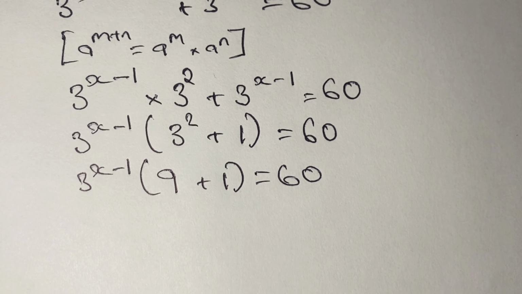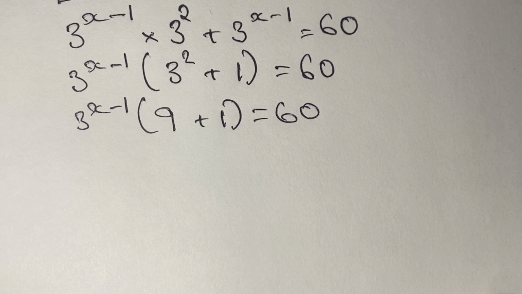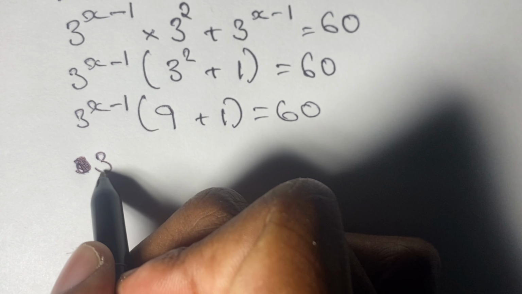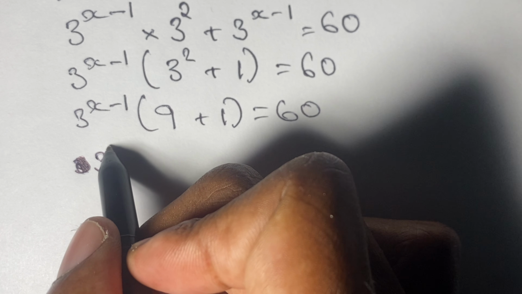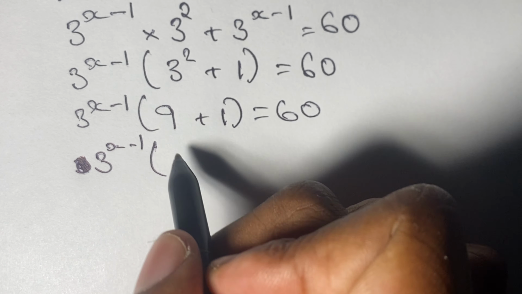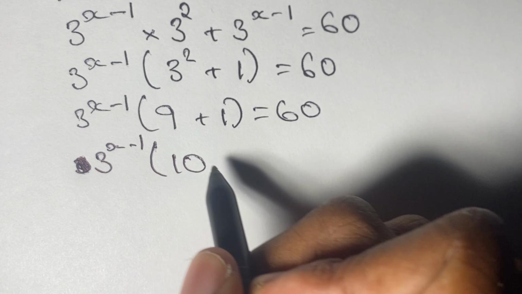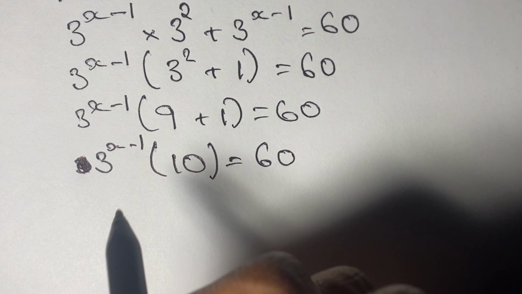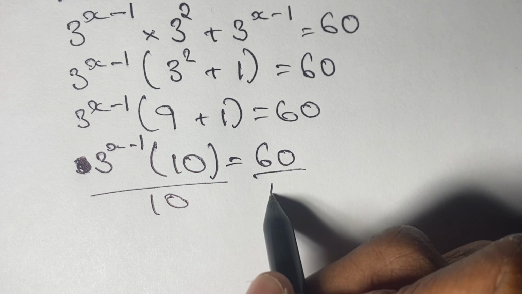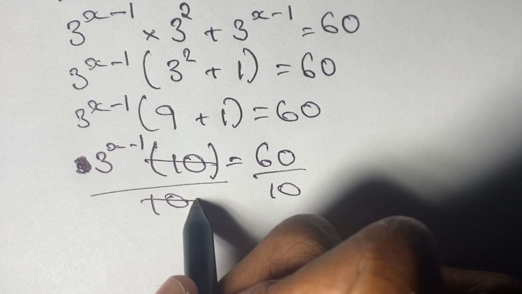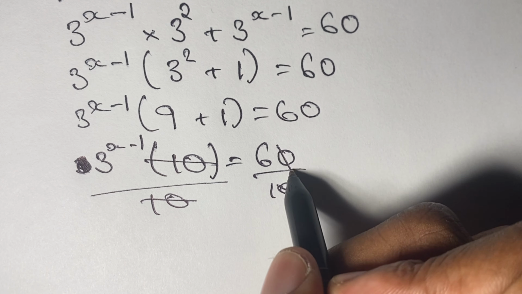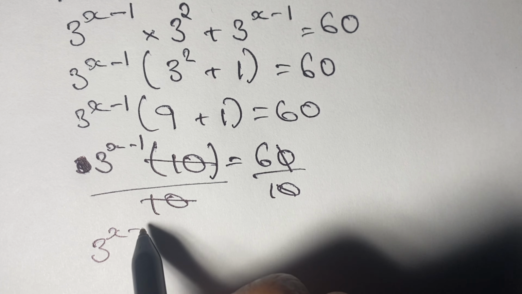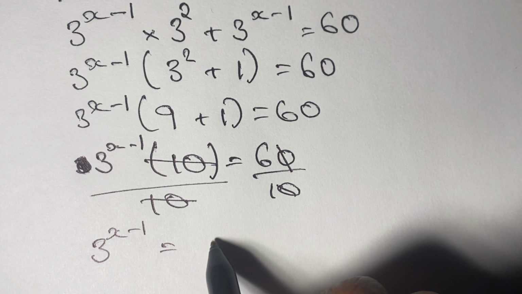So we could just go ahead and add what we have in the bracket, and then we can simplify our equation further to solve for x. So we could have 3 to the power of x minus 1 in bracket would have 10, as 9 plus 1 is 10. So we'd have 10 close bracket is equal to 60. Now from here we solve for x by dividing both sides by 10. So we cancel out 10 on the left, and on the right we have 60 divided by 10 is going to give us 6. So we have 3 to the power of x minus 1 is equal to 6.